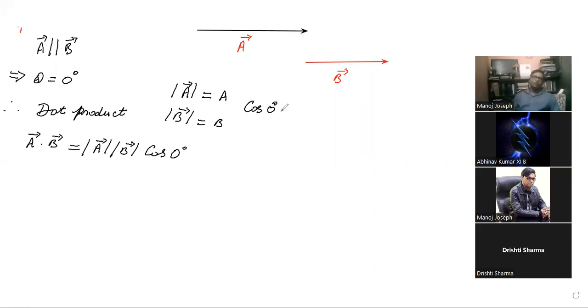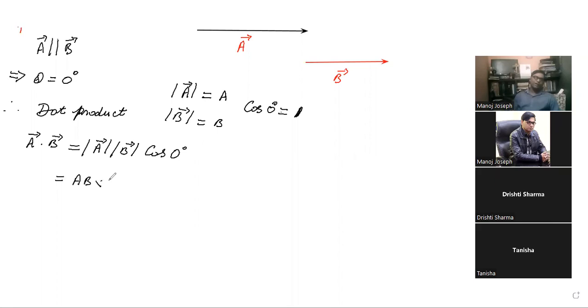0 produces 1. That is the maximum value of cos. So the dot product will be vector A, vector B into 1. So it will be AB. So this is called the maximum value. The maximum dot product is there when the vectors are moving in the same direction. When the vectors are moving in the same direction, then their dot product is maximum.